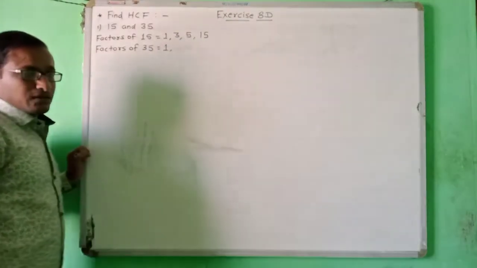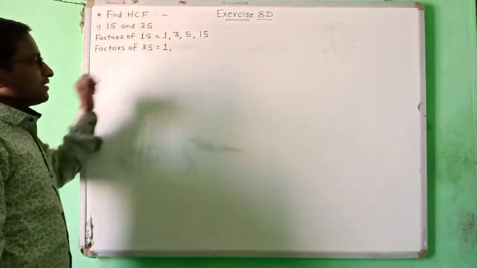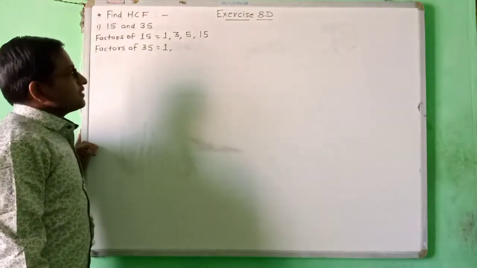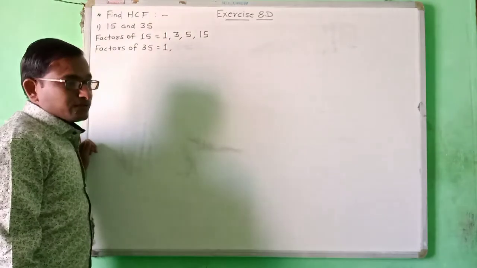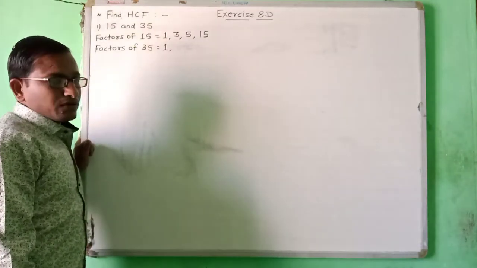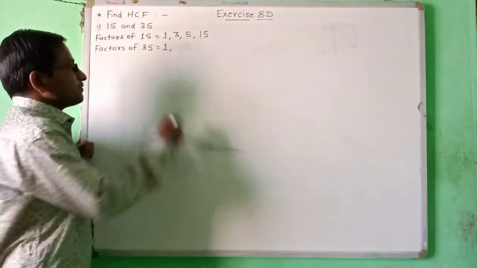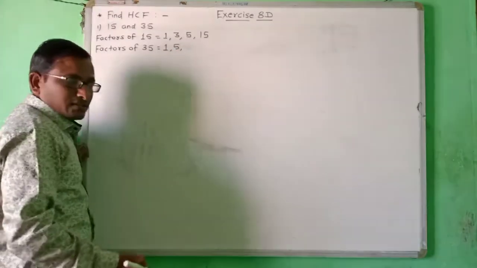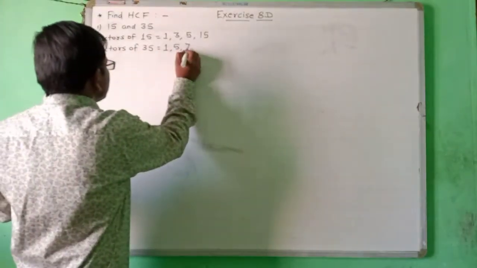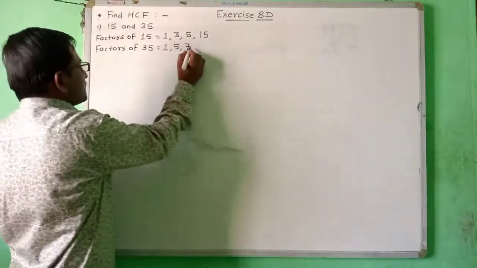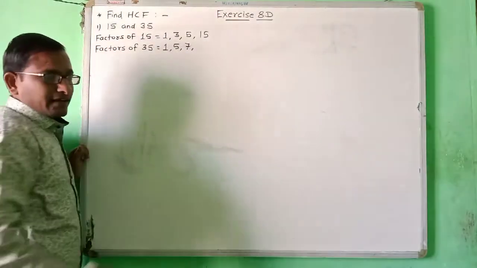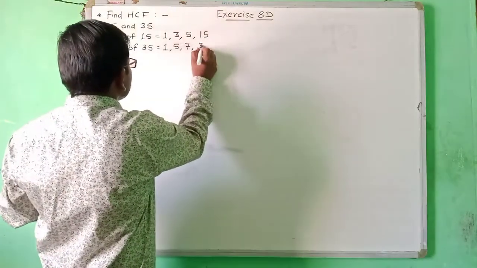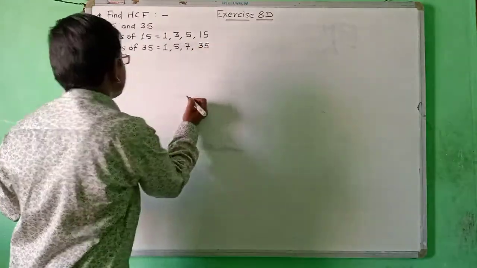Then next 2 is not a factor of 35. Then 3 is also not a factor of 35. Then 4 is not, then 5 times 7 is 35. Then 6, then 7 is a factor of 35. Then 8, 9, 10, 11, 12. So 35 times 1 is 35.